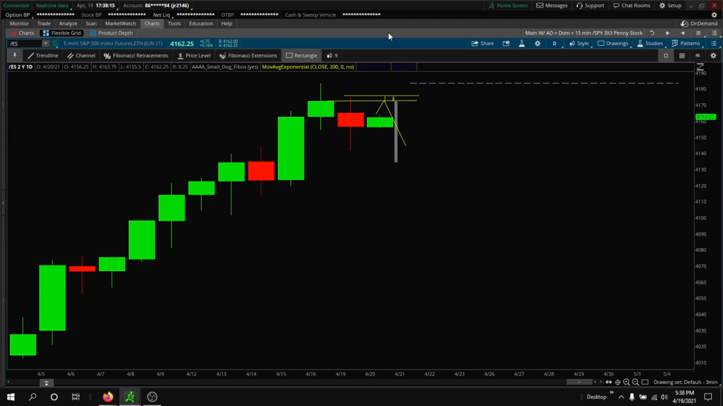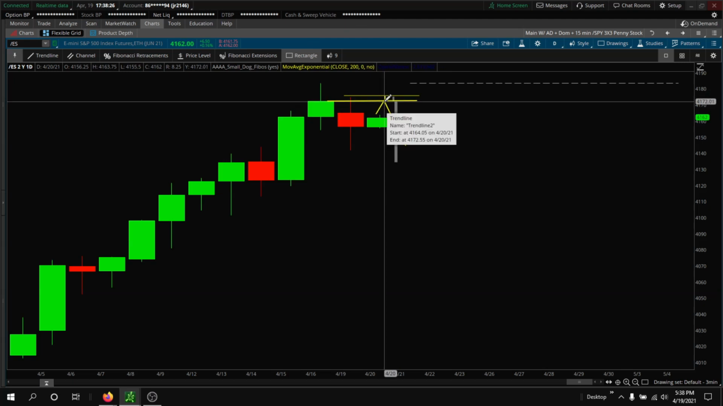Prayer Kid, 72 could work. We may not get there until the open. Yeah, hey, that's the thing. But remember, we know where our levels are, right? We know exactly where our entry would be, things like that.